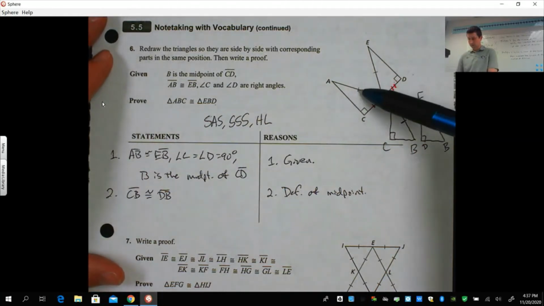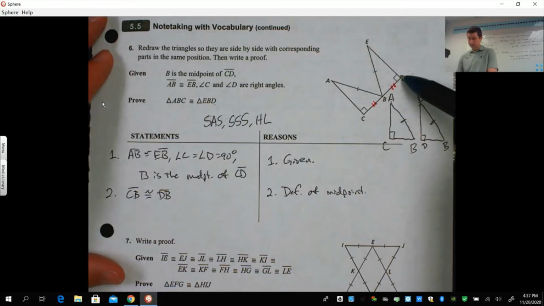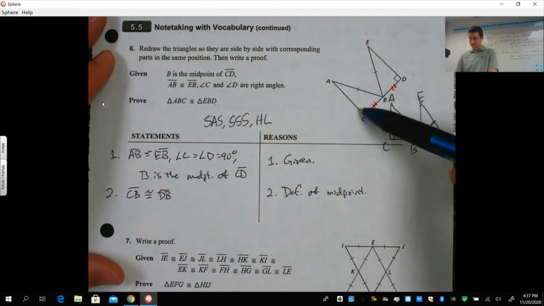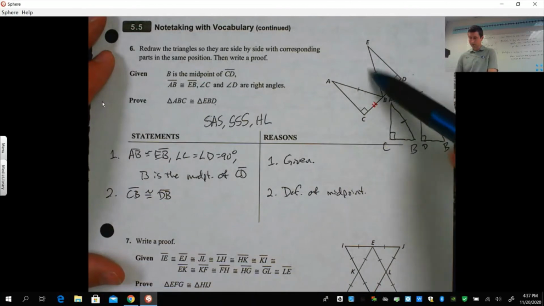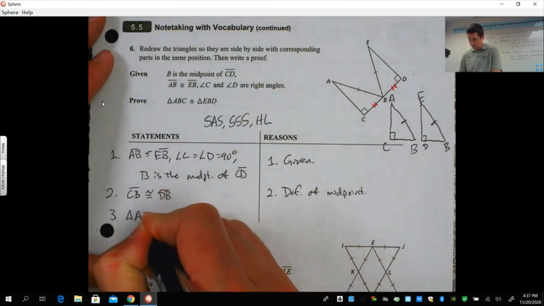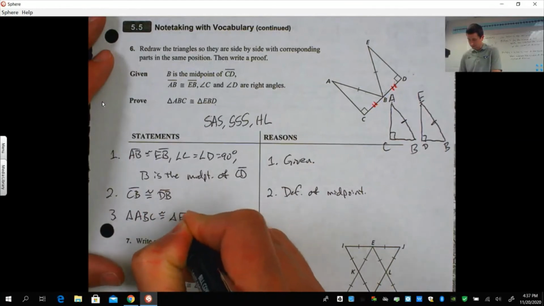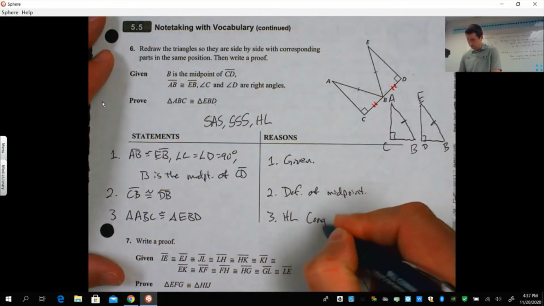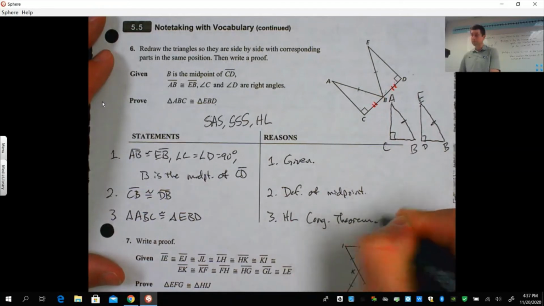Okay, we don't have side side side. We don't know if AC is congruent to ED yet. Side angle side, our included angle is this angle right here and here. We don't know if that is. So the only one left is hypotenuse leg. It is a right triangle. The hypotenuses are congruent and the legs are congruent. So we are ready to prove that triangle ABC is congruent to triangle EBD, and we'll say hypotenuse leg congruence theorem.